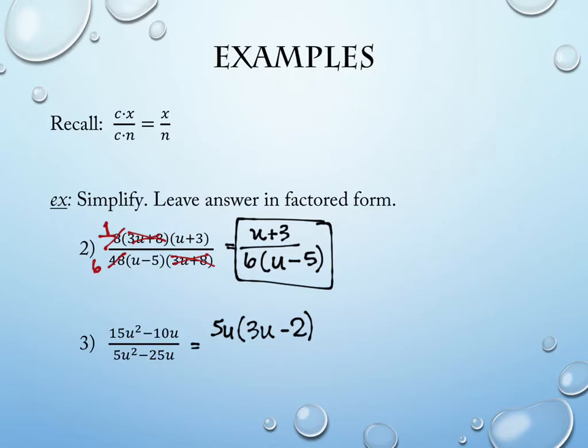Okay, so now we're going to look just at the bottom. Just at the bottom, what do they have in common? A 5. Anything else? And a u. They have a 5u. So if I take the 5u squared on the bottom and I pull out a 5u, what am I left with? U. And if I take the 25u and I pull out a 5u, what am I left with? 5. Okay, so considering this now in factored form, what can I reduce from the top and the bottom? The 5u.